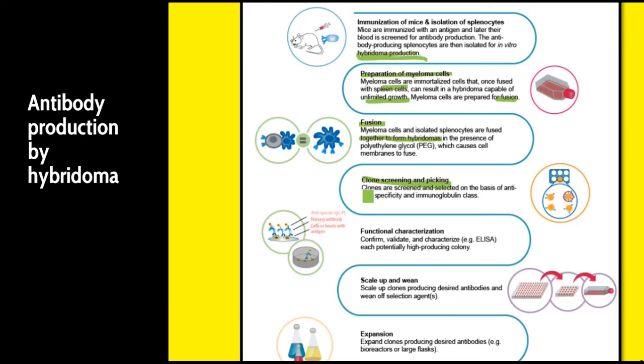Clone screening and picking. In this, clones are screened and selected on the basis of antigen specificity and immunoglobulin class. In functional characterization, the clones are confirmed, validated and characterized by ELISA, each having potentially high productivity. Scale up and weaning is done. The scale up is done for the desired antibodies, and weaning is done by a selecting agent. And the expansion is done in the bioreactor or the large flask.